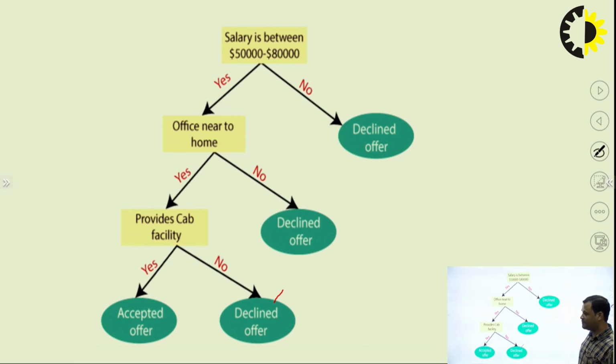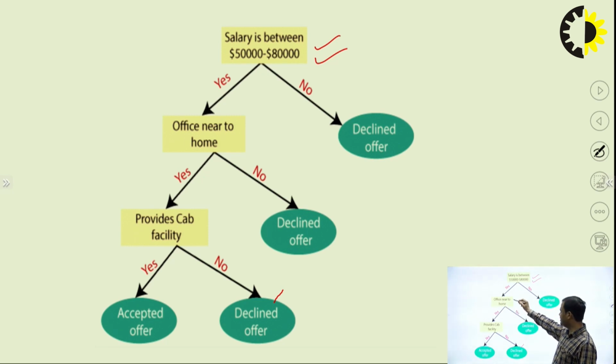Obviously for any candidate, the first requirement is salary. If salary is high and it is between $50,000 and $80,000, then if this parameter matches with the candidate, which one company is providing the highest salary, the person will choose. If this particular salary is within this range, if it is yes, then the candidate will also see whether this particular office is near to home or not.